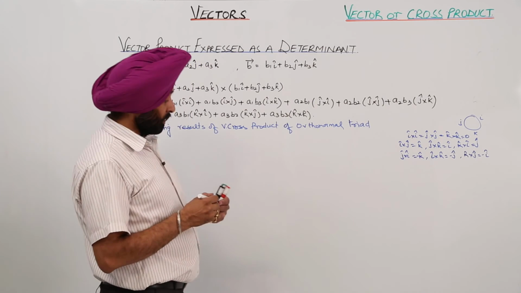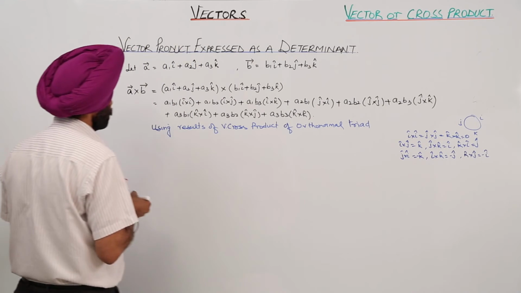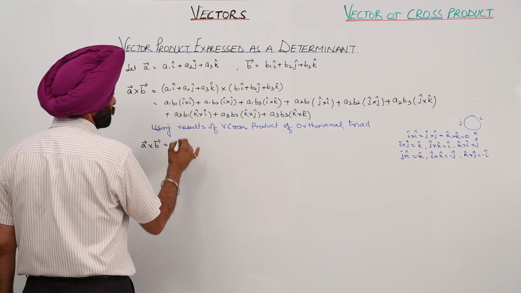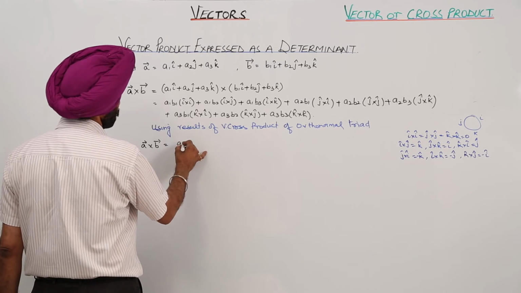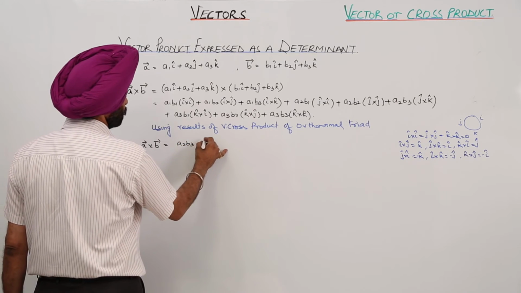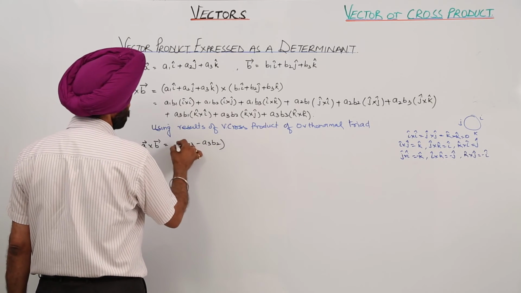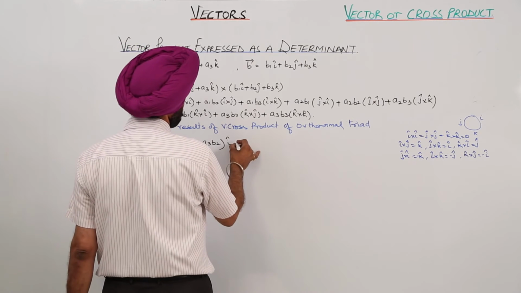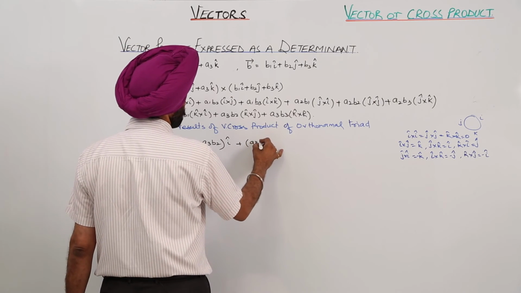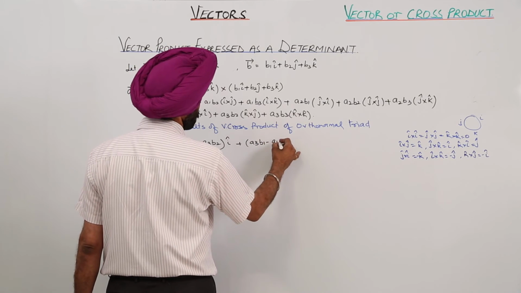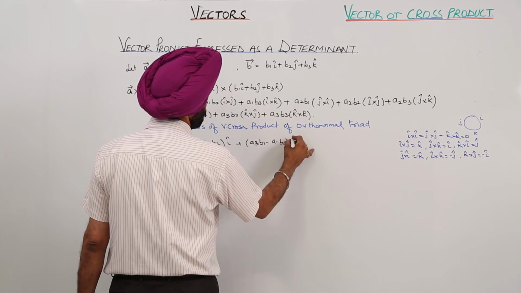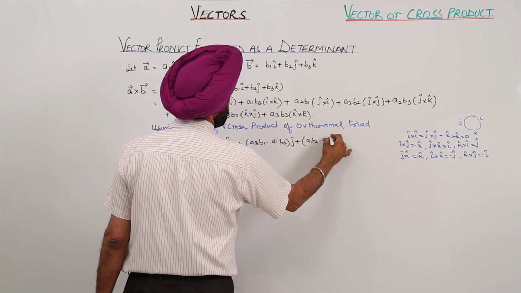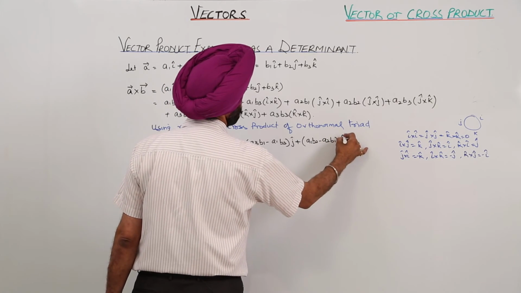Now putting all these values, what are we getting? We got vector A cross vector B is equal to (a2 b3 minus a3 b2) with i cap, plus (a3 b1 minus a1 b3) with j cap, plus (a1 b2 minus a2 b1) with k cap.